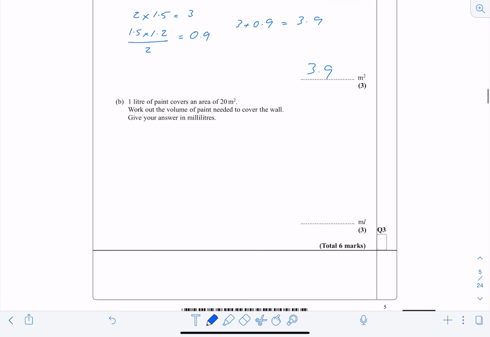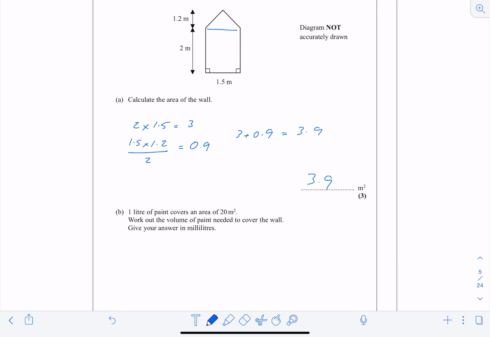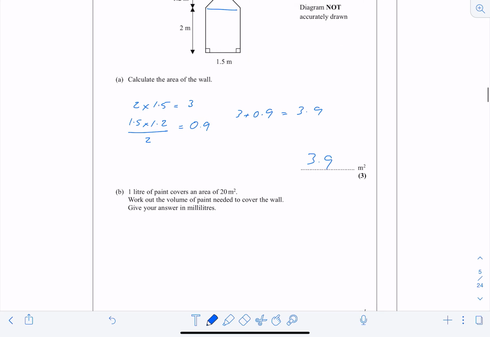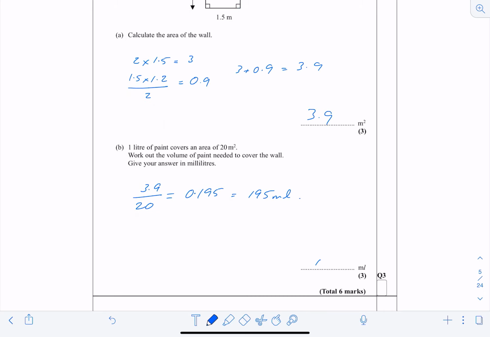3.9. 1 litre of paint covers an area of 20 meters. Work out the volume of paint needed to cover the wall. Okay. Well, it's going to be 3.9 divided by 20, which is 0.195. And in milliliters, that's 195 milliliters, because there's 1,000 milliliters in 1 liter. So 195.